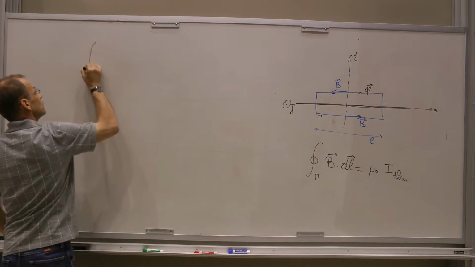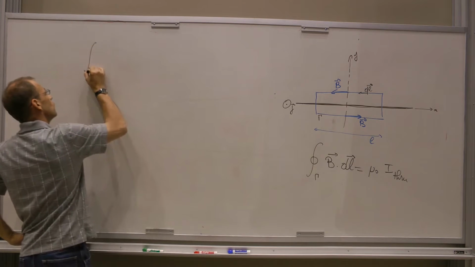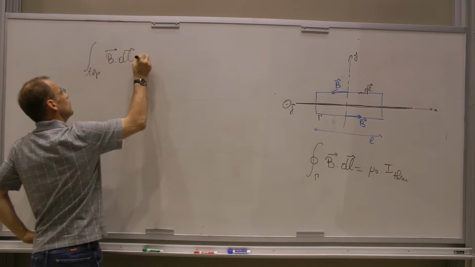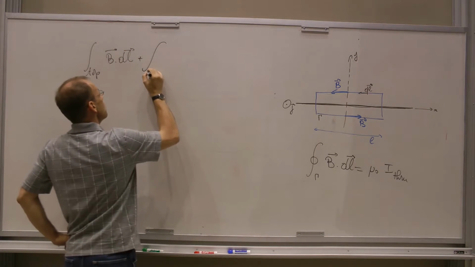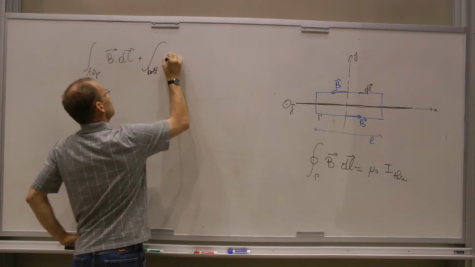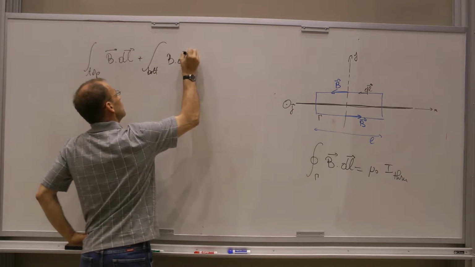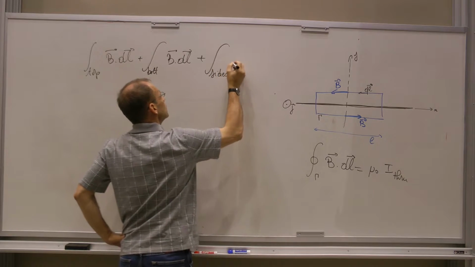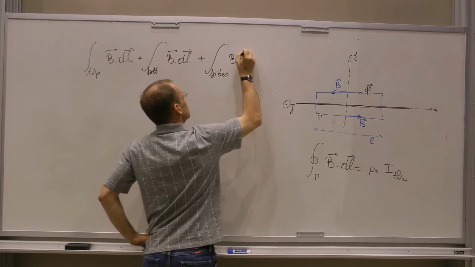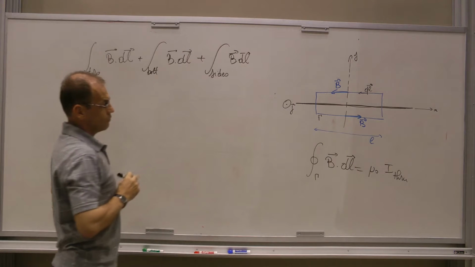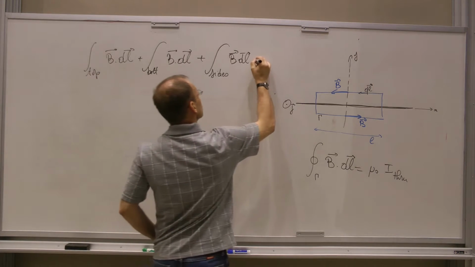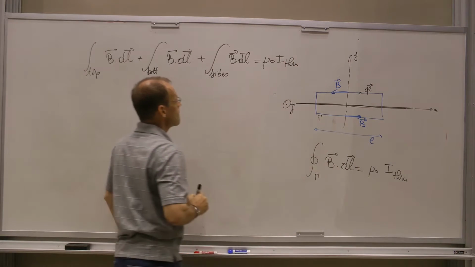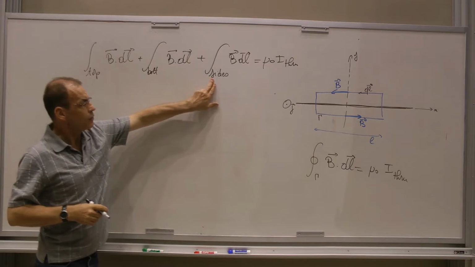We're going to have the path along the top of B dot dl, plus the integral along the bottom of B dot dl, plus the integral along the two sides, which I'm grouping into one, of B dot dl. So here's what we're going to have to estimate, and this is going to be equal to mu 0 I through. Well, first let's tackle the easy one.